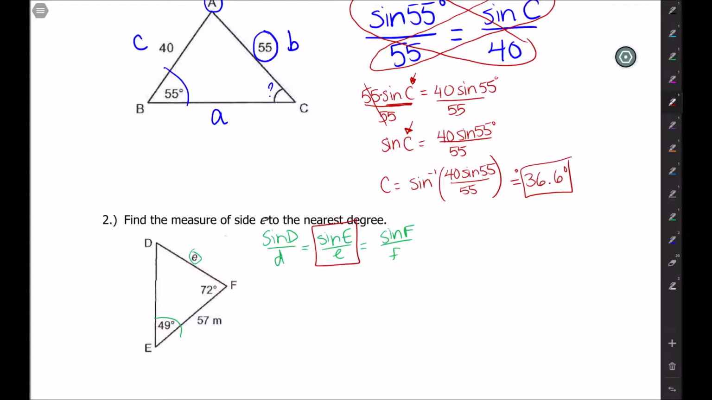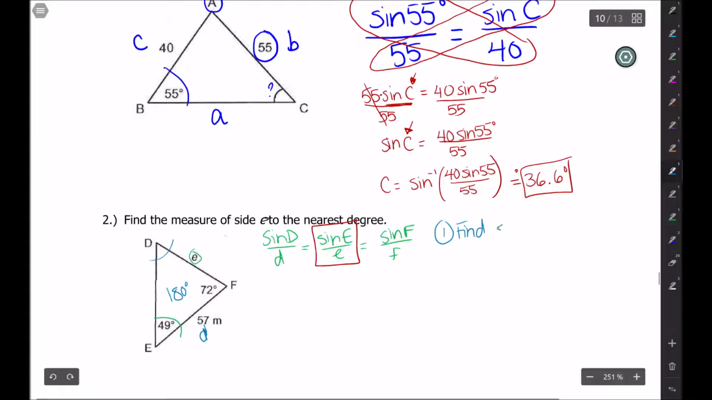Now, we are also given side D, and we know that this is side D because it's across from the angle D. But here's the thing that makes it a little bit more difficult for us, is that we don't have angle D. But we can find angle D because we know that the angles in a triangle will always add up to 180 degrees. Okay, so the first step that we need to do is find angle D.